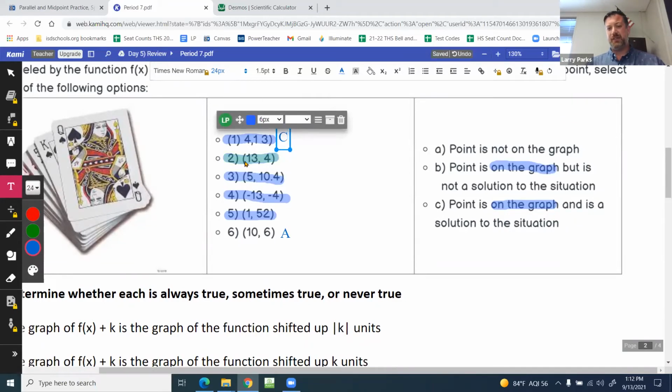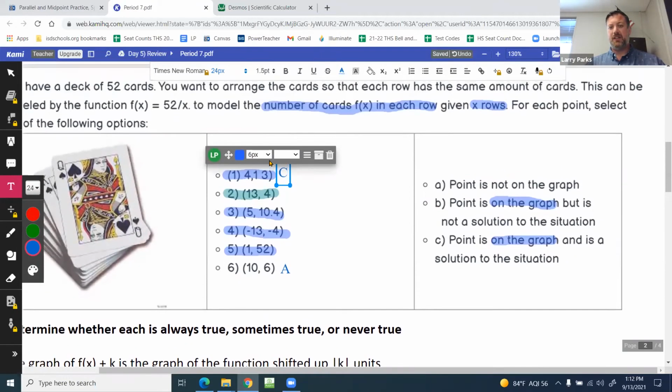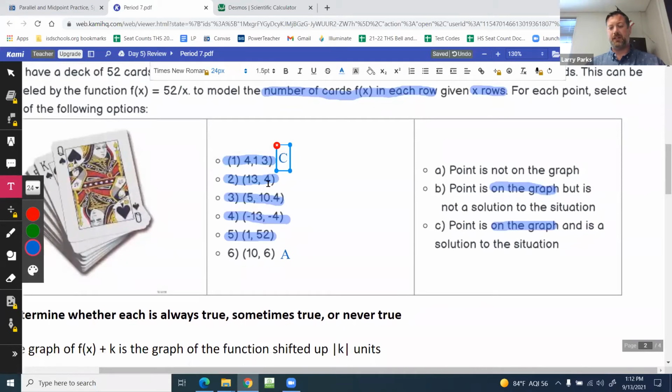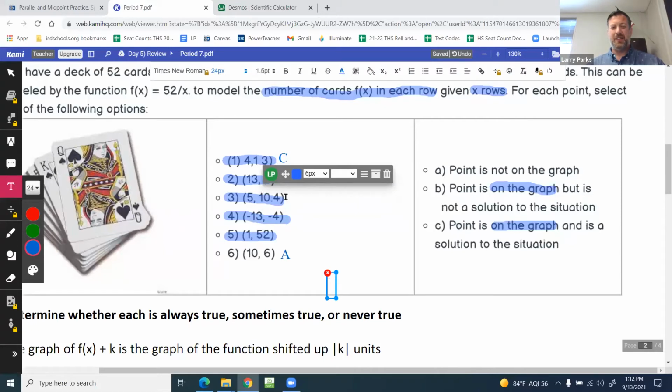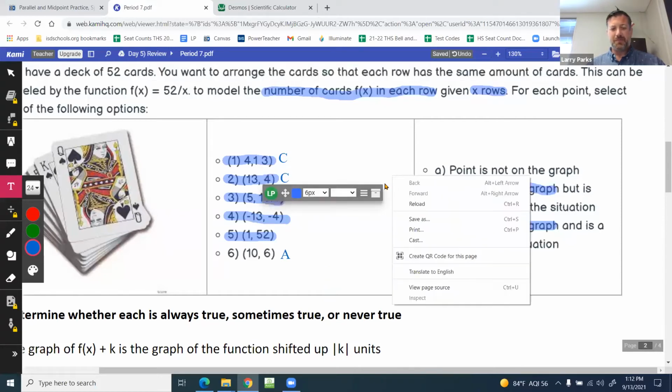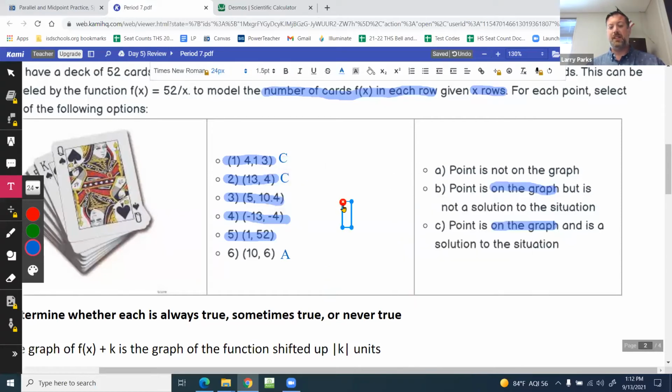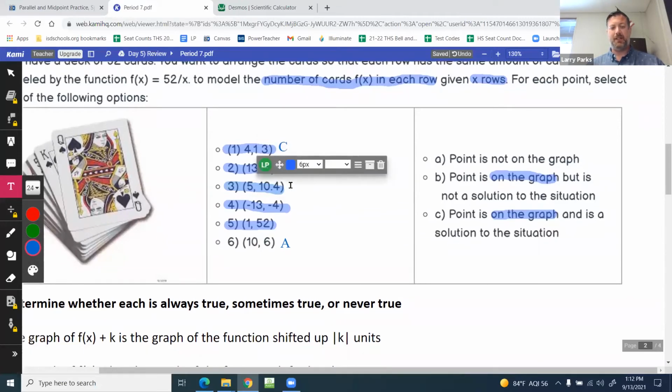What if you did 13 rows with 4 cards each? So it did the opposite. That is also on the graph and a solution. You could do that. 52 divided by 5 is 10.4. You can't really have a partial card. So even though 10.4 is on the graph, it's not a solution. So I'd say B.